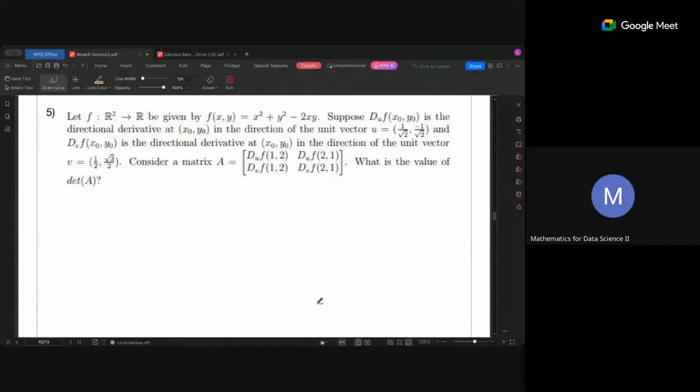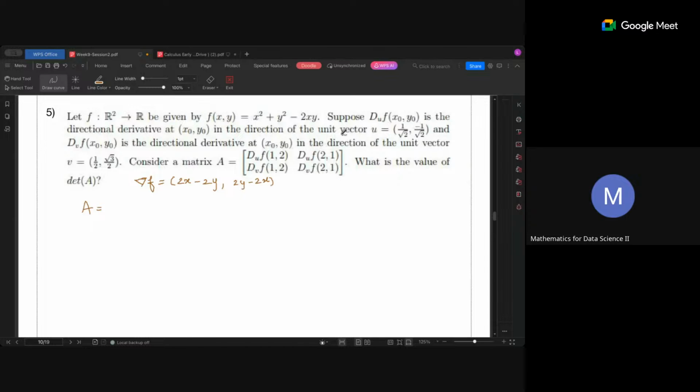So again, a simple problem only. You are given a function. If this is the directional derivative at this point along this unit vector, and v is another unit vector, you have to first find the matrix and then the determinant of A. What is this A? Can you find it quickly? So first, what is del F? 2x minus 2y, and 2y minus 2.